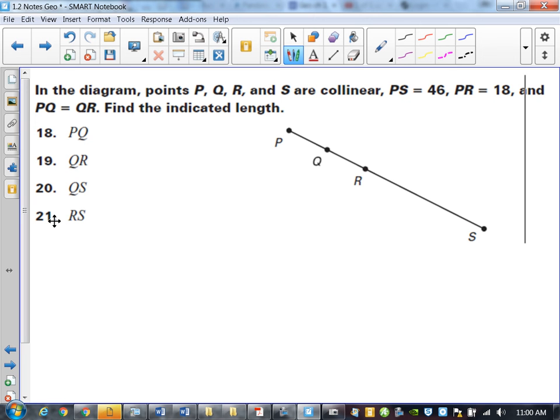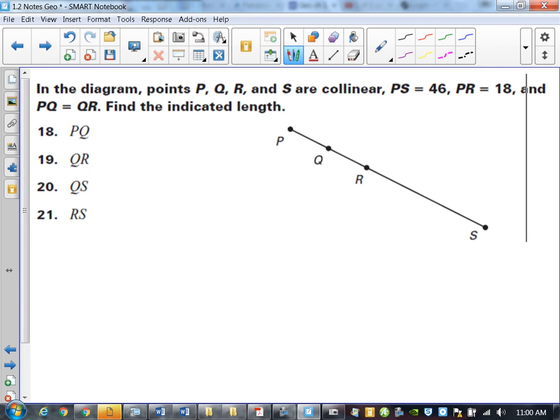Now, whenever I see problems like this that have multiple parts to them, this one is saying you're going to answer 4 questions. I don't even bother looking at these until I draw my diagram and I write down some information. So in my diagram, right away, it tells me that the whole thing, that PS, is 46. So I draw it. From here to here is 46. Am I right with that?